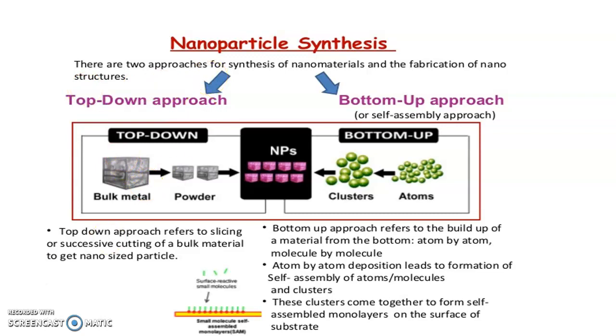Actually, nanoparticles can be synthesized by two approaches. One is top-down, another is bottom-up. This is the size of nanoparticles. This could be achieved either from bigger particles like bulk materials, which could be powdered and brought down to this size. Otherwise, we can start from a smaller size that could be made as a cluster and finally achieved as nanoparticles. Based on this, we have two types: the top-down approach and the bottom-up approach.